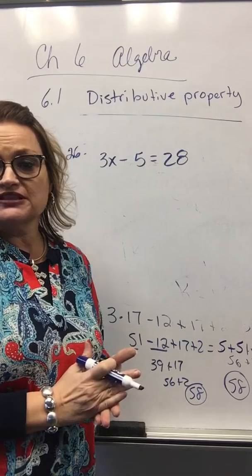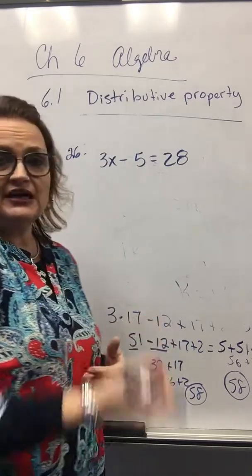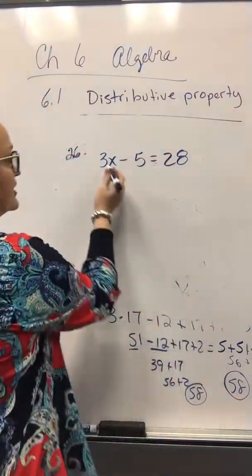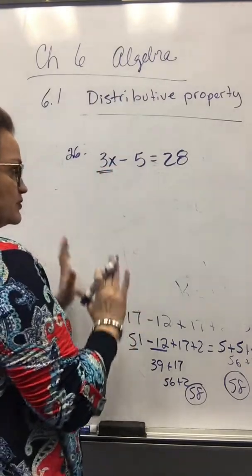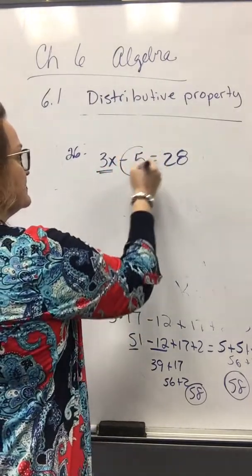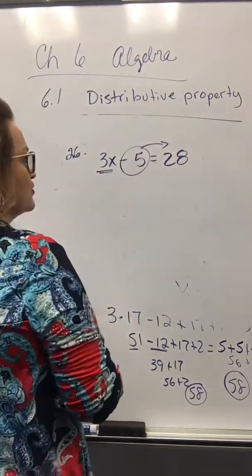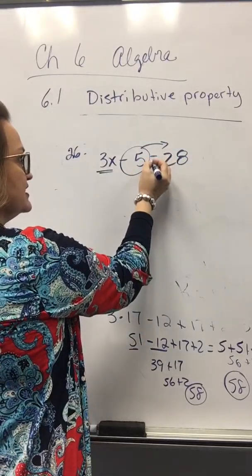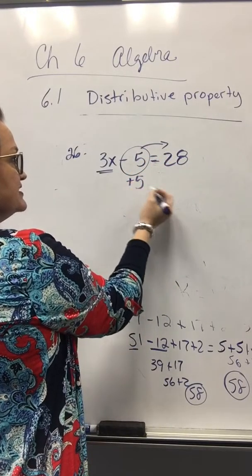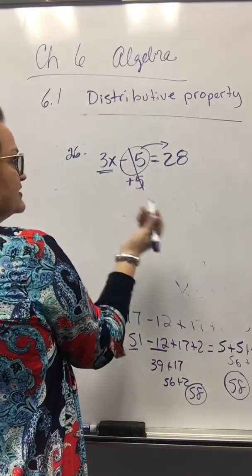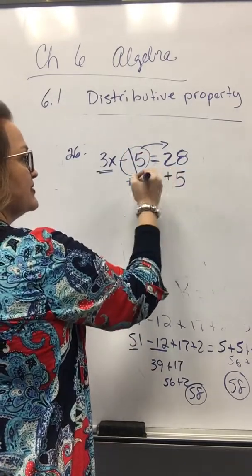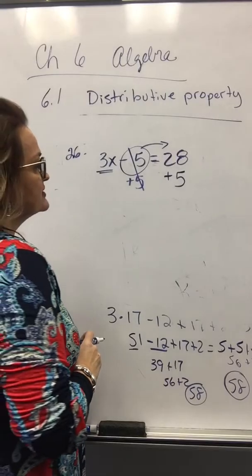So I'm ready to jump to step 4 and get my variables to one side and numbers to the other. I only have one variable term, 3x, so I'm going to let it sit still, and that means this minus 5, I would like to move across. To move something across the equal sign, we do the opposite sign, so minus 5 and plus 5 to cancel out, and then do the same thing on each side to keep it balanced.